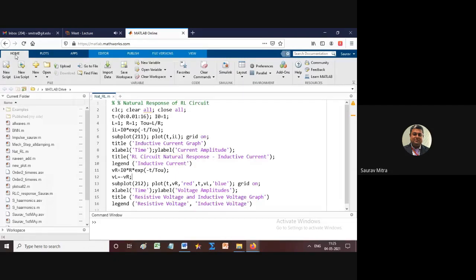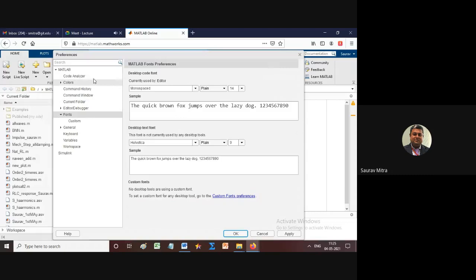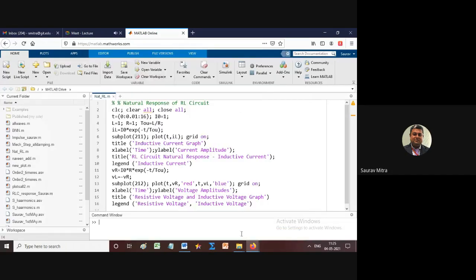So how can you do that? You have to come to Home, then go to Preferences on the right side. I think you can see my screen, right? My cursor movements and everything. Yes, sir. Okay. So go to Preferences, click that, and a lot of preferences you will find: the color, command history, command window, and all those things. Here you can find the font. Initially it was 10, now I have made it 14, and I have applied it and clicked OK. So now see, clear all, close all, those things are the same.